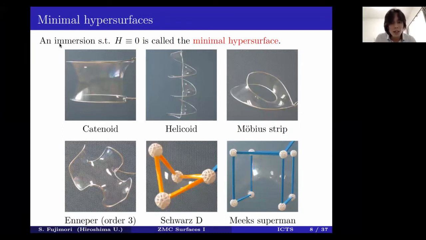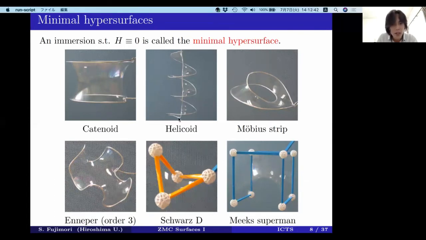By the first variation formula and second variation formula, a surface with H vanishing has the property that the surface is locally area minimizing. So we say a surface with this condition is called a minimal hypersurface. The catenoid you have seen before, and also we have the helicoid.